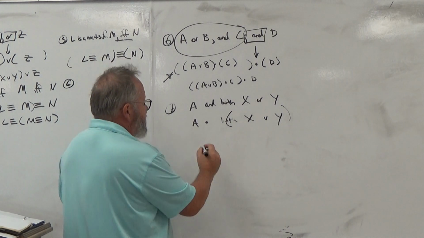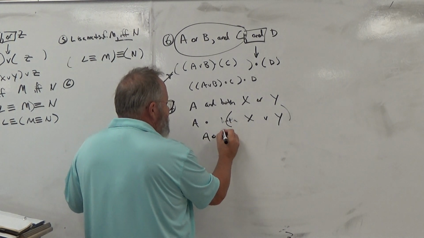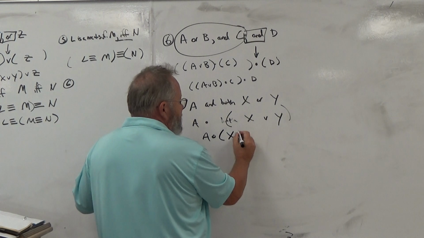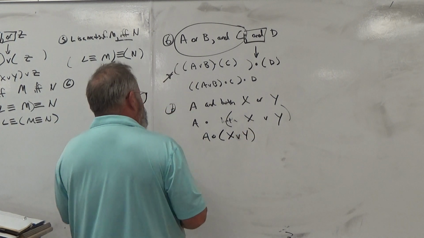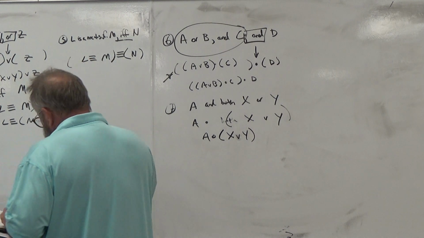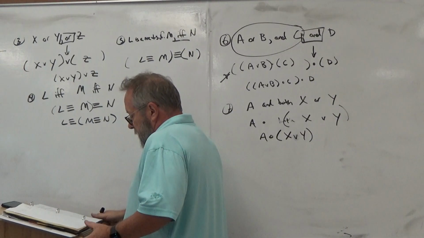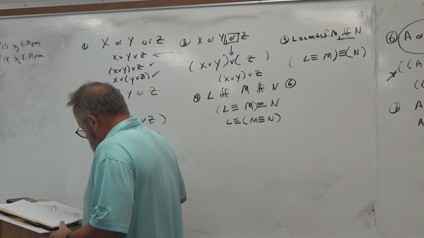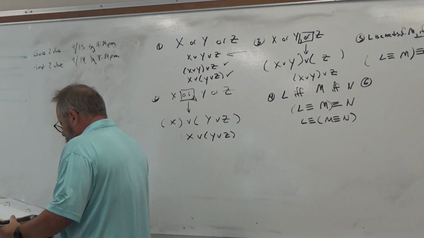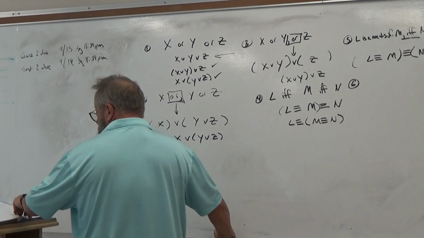But what both tells us is keep the following stuff together. That's what the both tells us. So we have A and parentheses X or Y. Okay? So that's how the both works. That was 7, right?